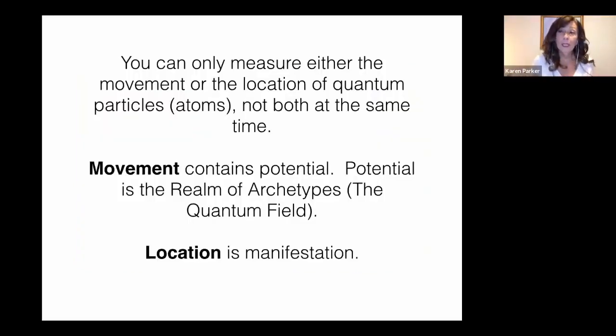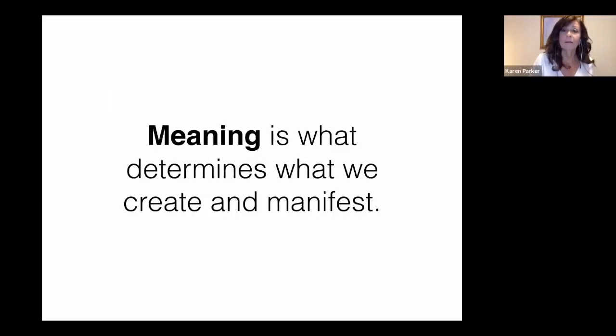Okay, movement contains potential. And that quantum field, as I said, is constantly moving, non-manifested waves of potential, right? When we locate a quantum particle, it becomes manifest. So the minute you see a quantum particle moving and you're like, I want to see where that is, and you look at it and you locate it, it actually manifests into physical form. It becomes a tangible thing. I don't know if an atom is tangible, but quantum scientists can at least see it. It becomes located or manifested.